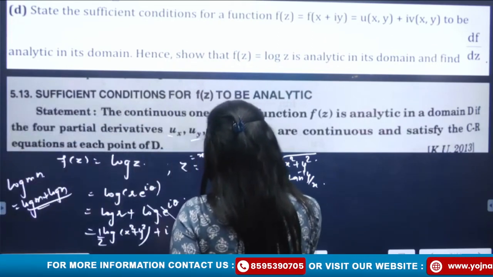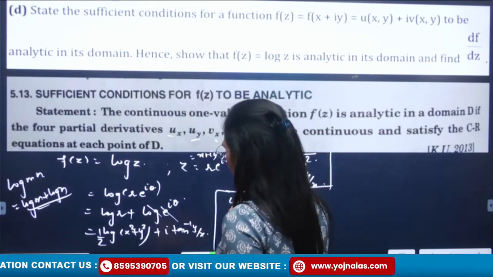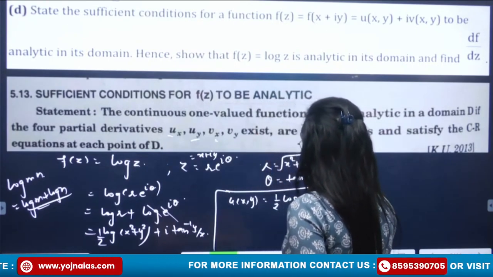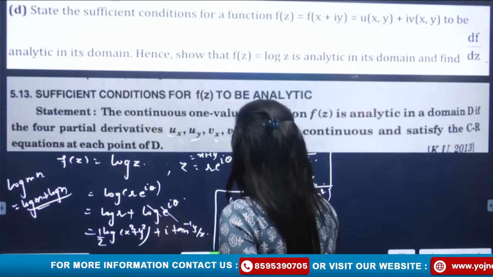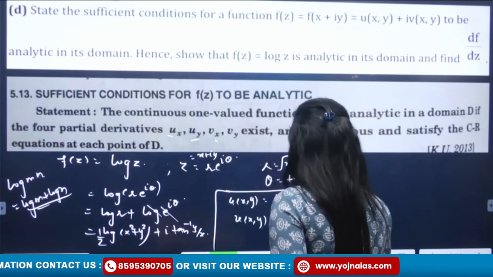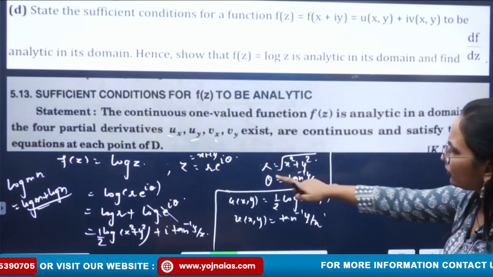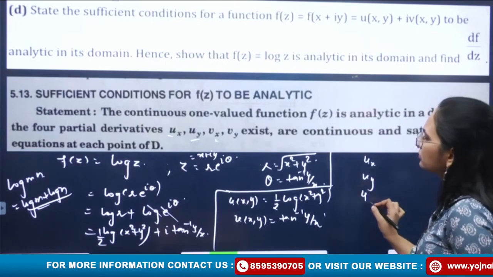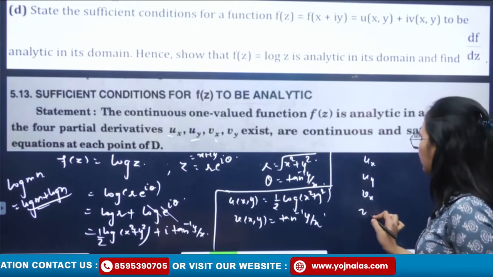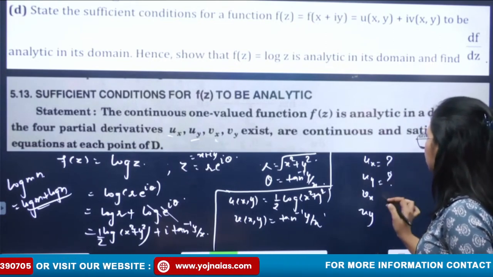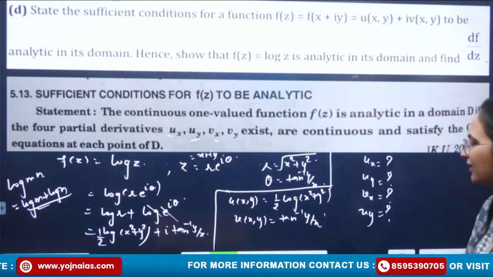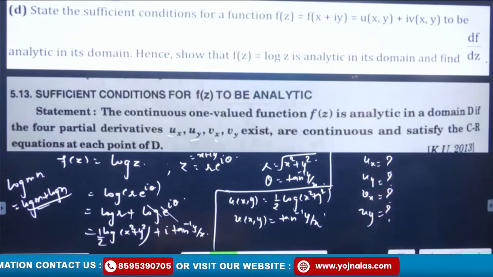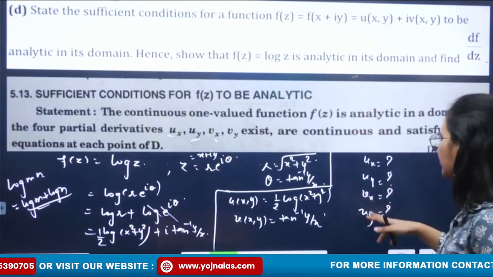Now here, u(x, y) is 1 by 2 log of x square plus y square, and v(x, y) is tangent inverse y by x. Now it is very easy to show. What you need to find first is ux, uy, vx, vy. We will not do this because these are first order derivatives, and I assume you know that much basic mathematics. These are very easy: the partial derivative with respect to x and with respect to y, for u and for v, both.